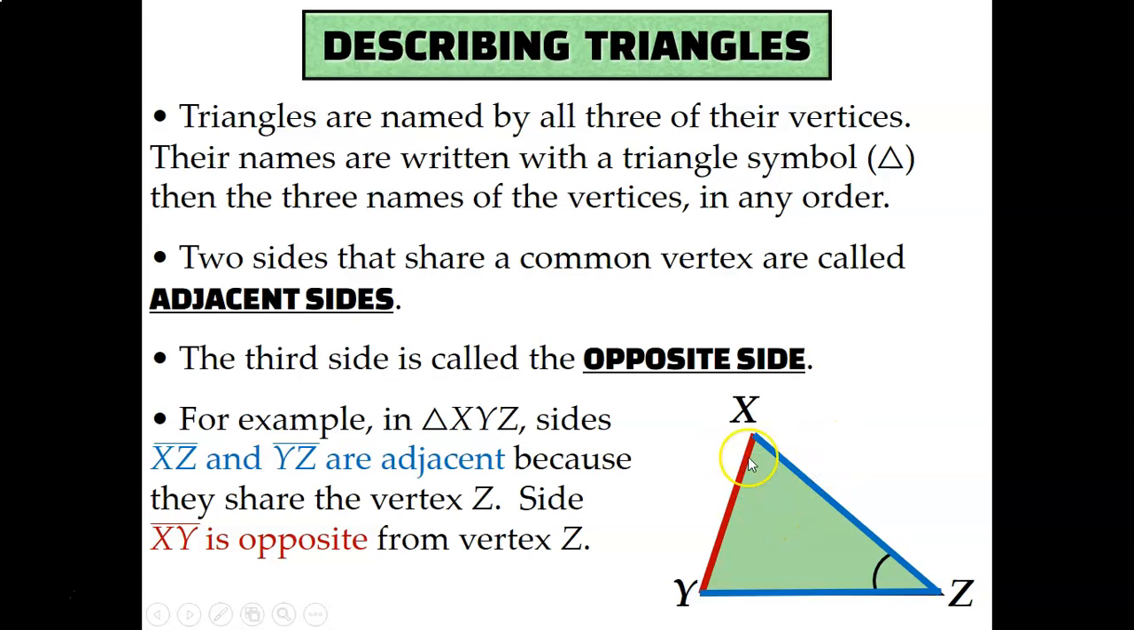For angle X, sides XY and XZ are adjacent to angle X, and side YZ would be opposite. And the same idea for angle Y. YX and YZ are adjacent to angle Y, and XZ would be opposite.